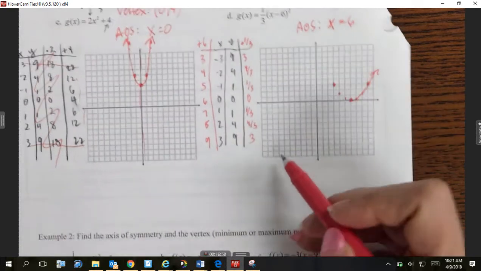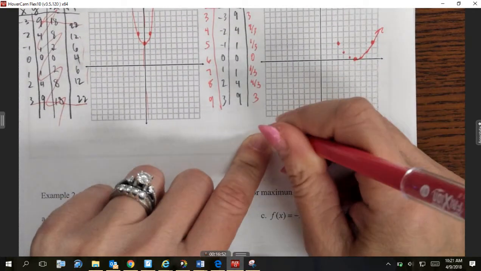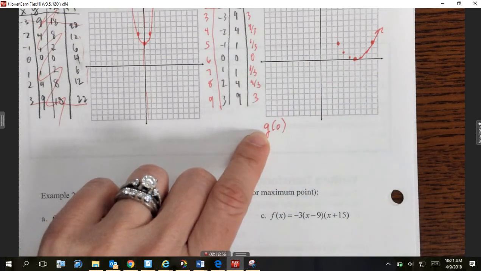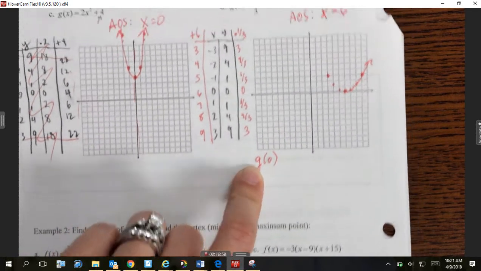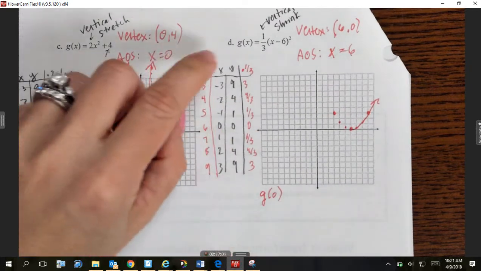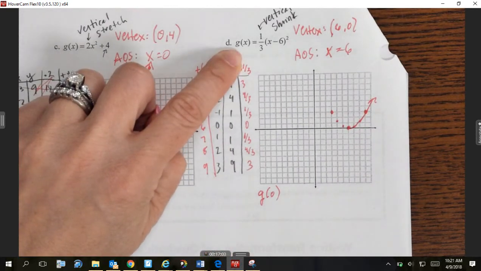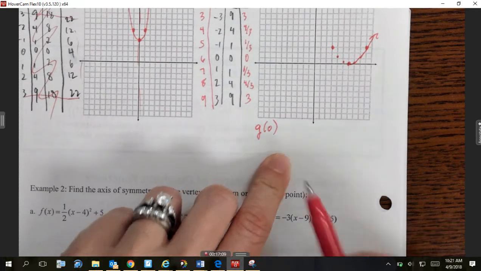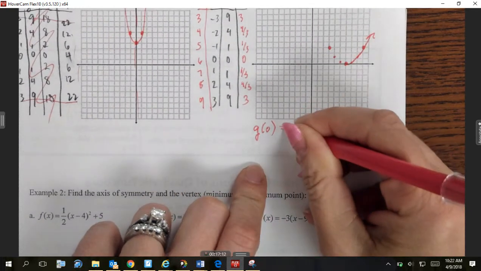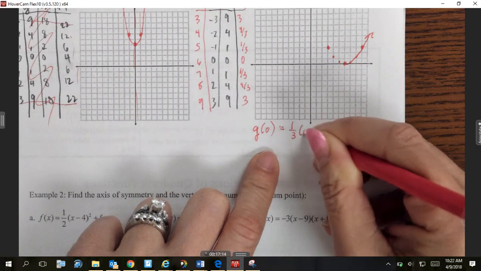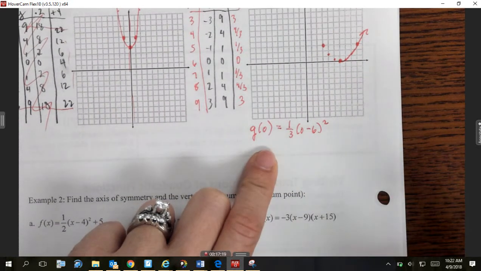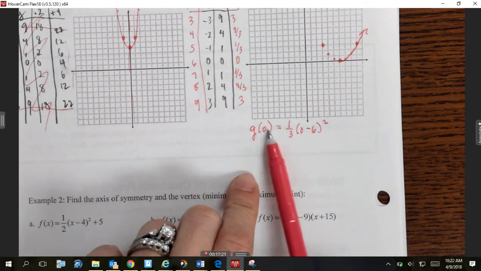If I'm going to plug in 0, let me show you what your work would look like. You're going to say g of 0. Where did that g come from? The name of the equation is g of x. So I'm plugging in 0 for x. I write g of 0. That tells everybody looking at my work I'm plugging in 0 for x. Then I have 1/3, 0 minus 6 squared. So not only are we learning about parabolas, we're also practicing function notation.